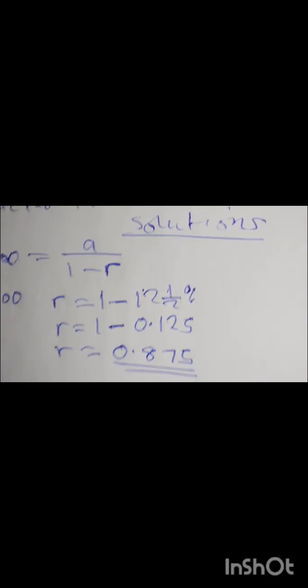Let's replace in the formula. The sum to infinity is equal to a, which is 100, over 1 minus r, which is 0.875. So 100 over 1 minus 0.875, which gives us 0.125. So 100 divided by 0.125 gives us 800. So it will be 800 tons of tin. This is the maximum amount which the company could extract from the mine.